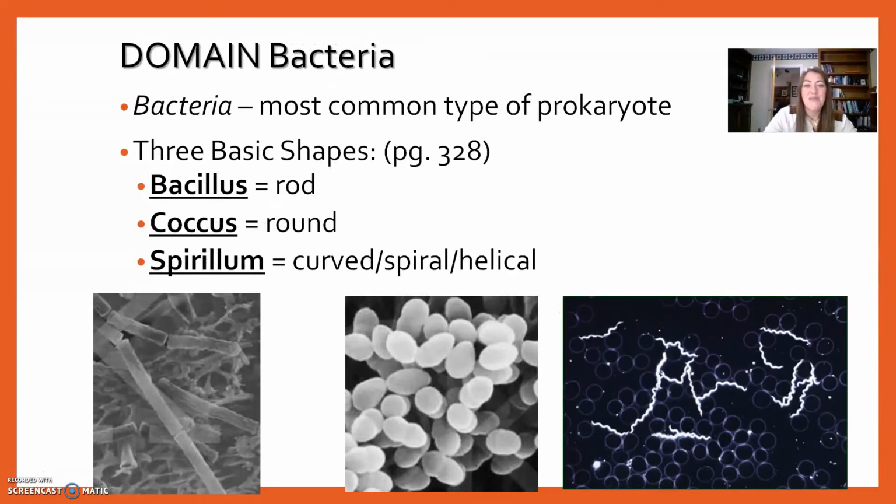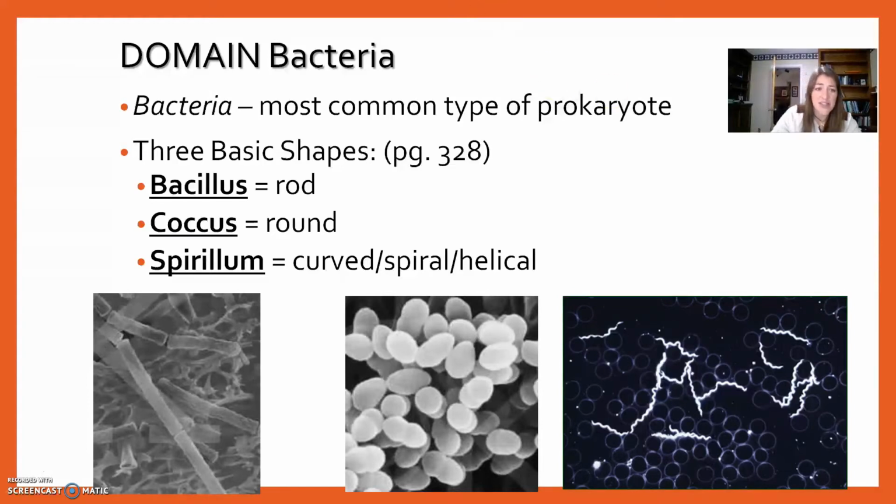So let's get into a little bit more detail specifically about domain bacteria. Bacteria is the most common type of all the prokaryotes. There are three basic shapes, and you need to know these. The first is bacillus, which is rod. You have coccus, which is round, and spirillum, which is curved or spiral or helical.